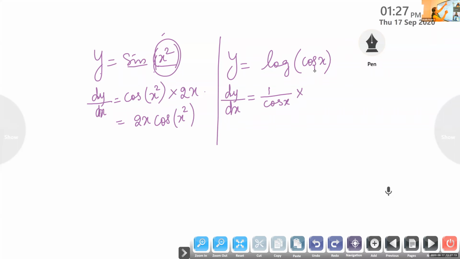Now look at that function. What is that function here? Cos x. Now write the derivative of that function. What is the derivative of cos x? Minus sin x. So which is the same as minus sin x by cos x, which is equal to minus tan x.